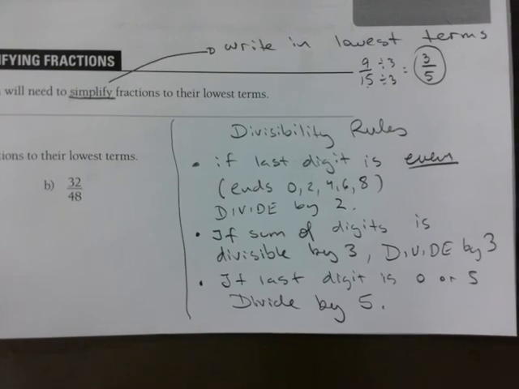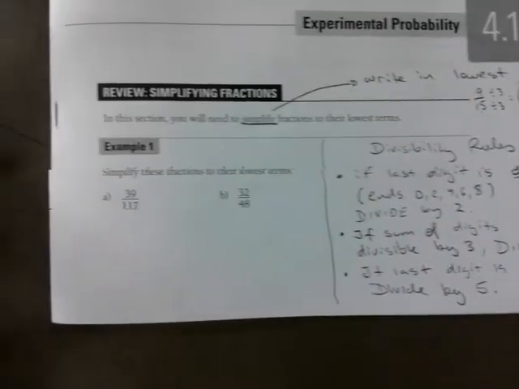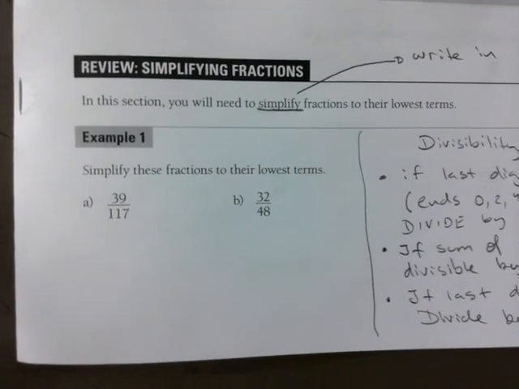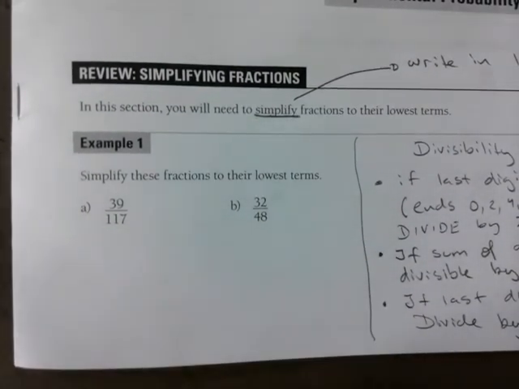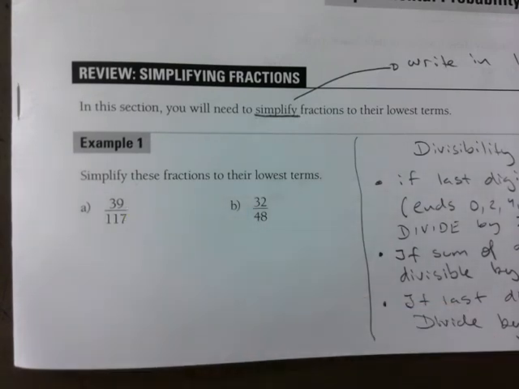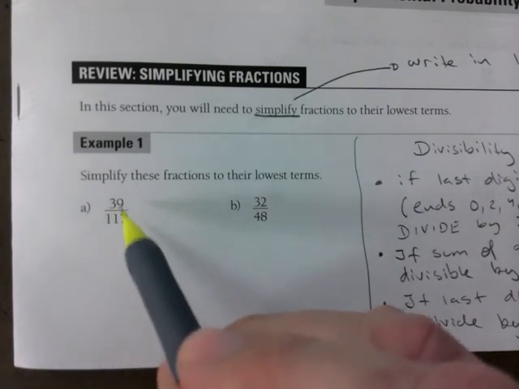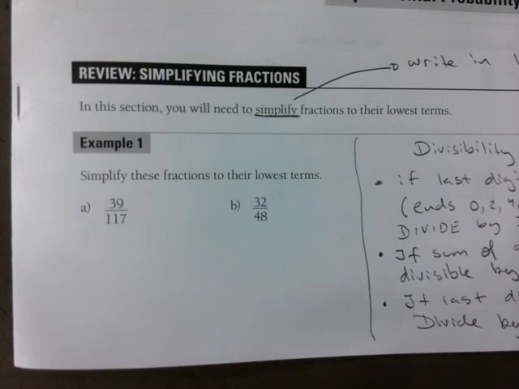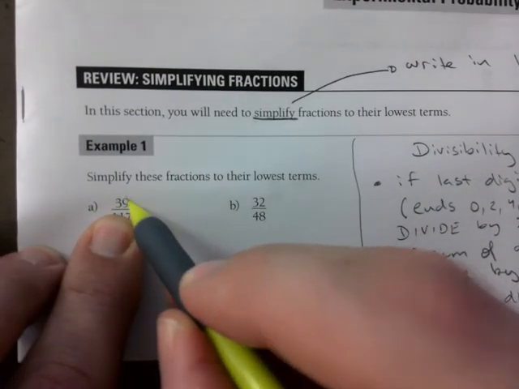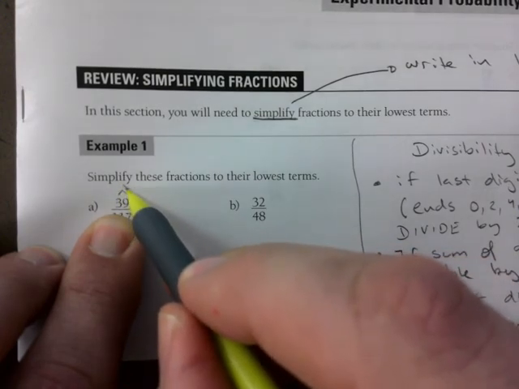So here we go. Moving over to here. So this one, for example, they're not even, right? They don't end in 0, 2. You have got to be able to divide both of them by the same number. So this is what I do, watch. 3 and 9 add up to 12, right?